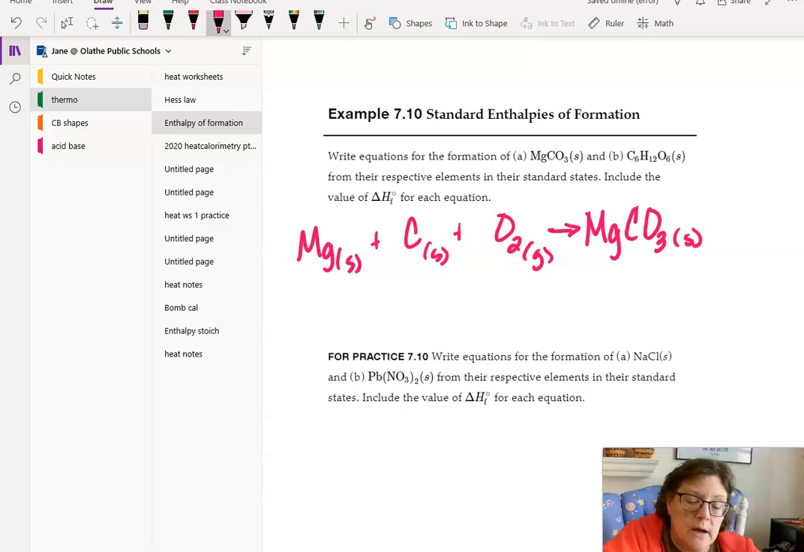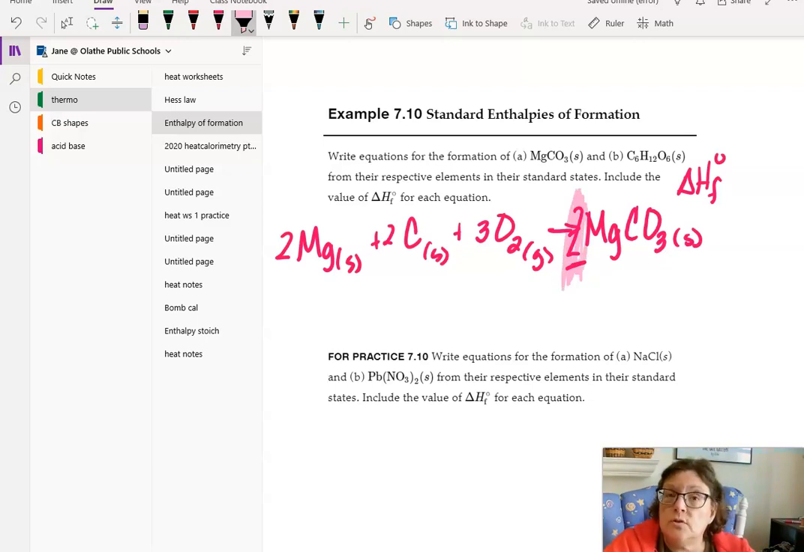So, in order to balance 3 and 2, we'd put a 3 here, and we'd have to put a 2 out in front of that, which means a 2 there and a 2 there. Well, that's all very well and good, but when we look up the heat of formation on our table, we're looking it up for 1 mole. How many moles is that? That, my friends, is 2 moles. So, we need to do it for 1 mole.